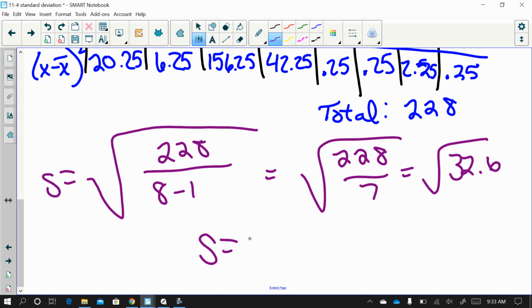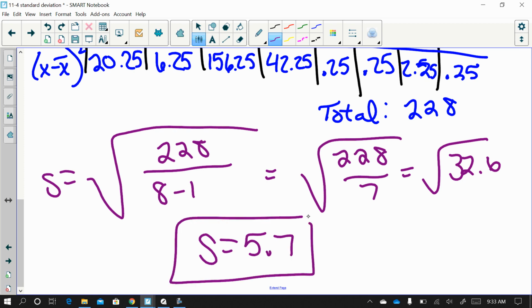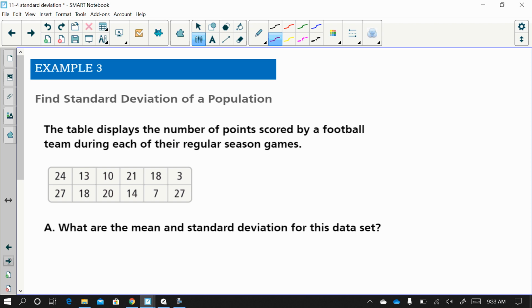So s equals 5.7. And there's your standard deviation. All right, so the next thing you want to do is find the population.